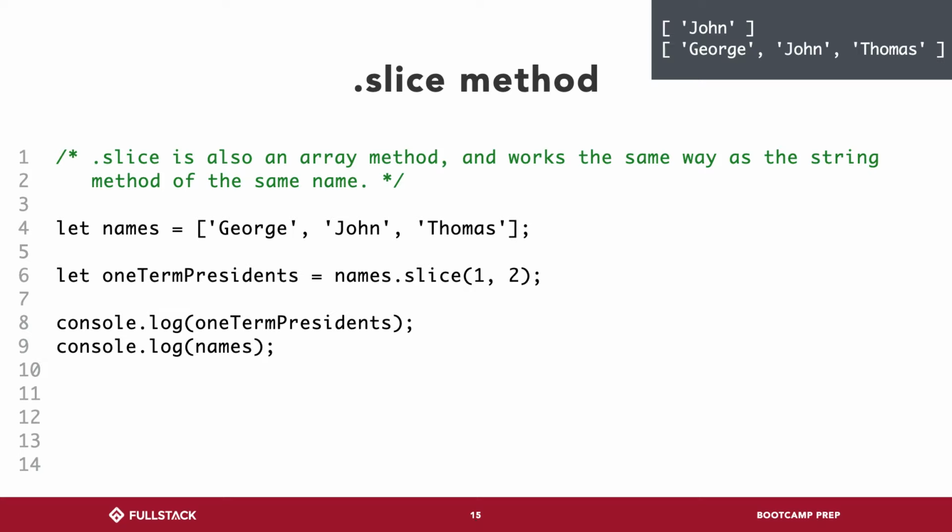So when you console log one term precedence, notice that even though you're plucking off one thing, like you can do that with strings too to get one character. You guys remember that? You can get one index, but it's still going to be an array. It's not going to be the value, it's going to be the array. And then when you console log names, names is unchanged. Names is still the same, okay?